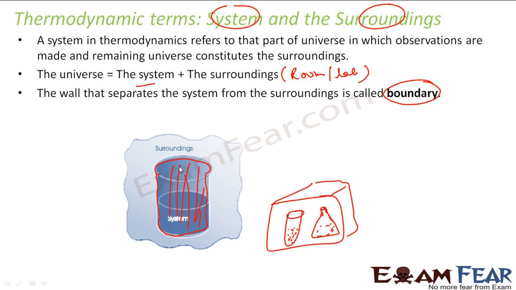Correct? So I have universe that consists of system and the surrounding, and there's a wall that separates system from surrounding, and that wall is called boundary. To cut the matter short, the universe has system and surrounding, separated by something called wall. There are different kinds of wall, we'll explain, and that wall is called boundary.